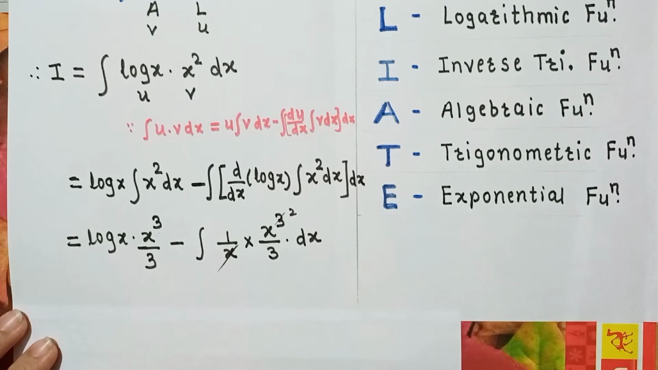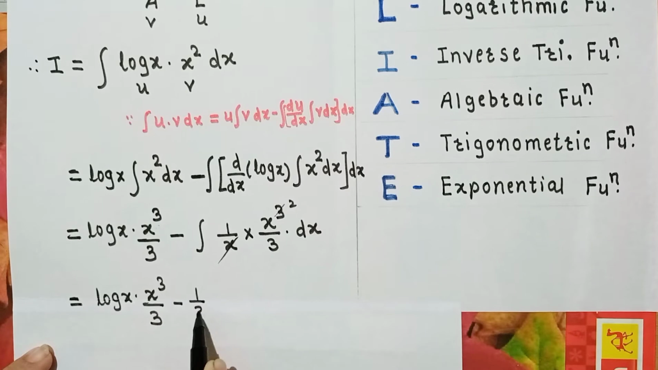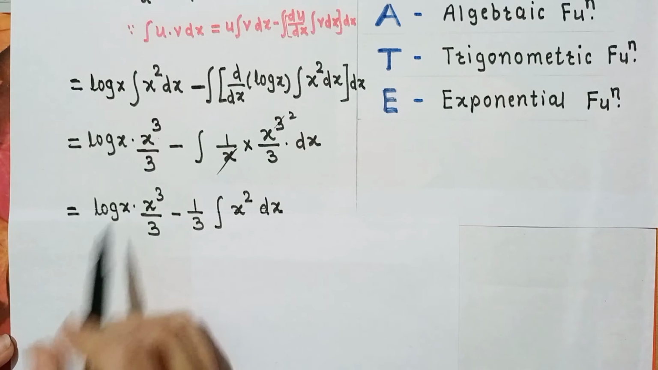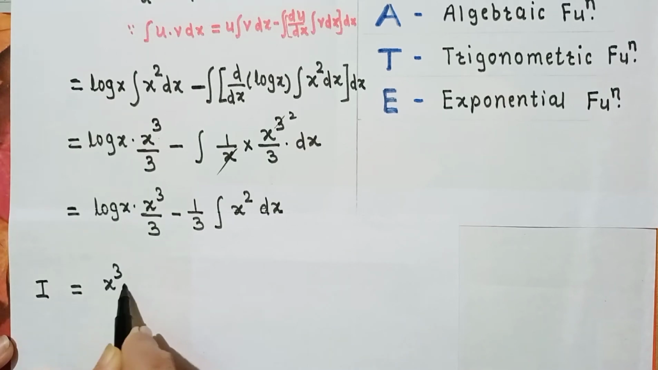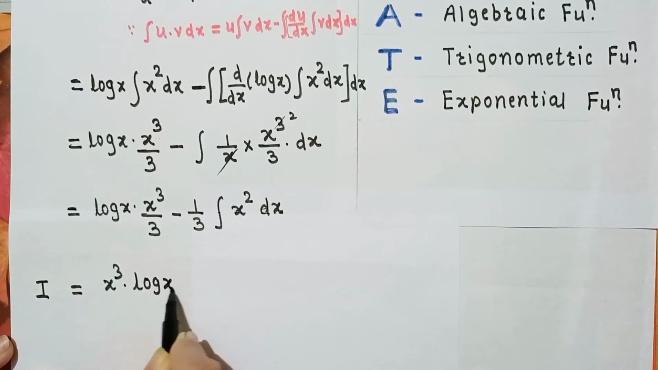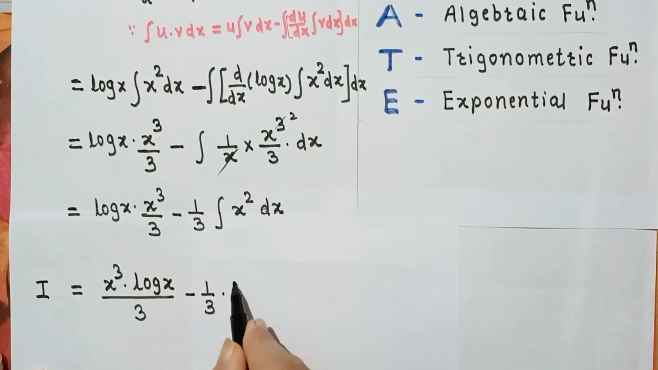This 3 is constant, we will take it out of the integration symbol, and so minus 1 upon 3 integration x square dx. And again in the last step we will find this integration. Here first we will write the algebraic term. So here x cube into log of x and then whole divide by 3, then minus 1 upon 3, and integration of x square is x cube upon 3, and lastly we will write the constant of integration.